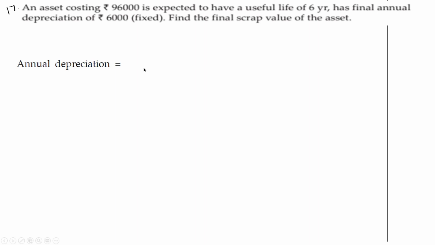Next question, an asset costing rupees 96,000 is expected to have a useful life of 6 years, has final annual depreciation of rupees 6,000. Find the final scrap value of the asset. So here the cost is given, useful life is given, and the depreciation is given. We need to find the scrap value. Let S be the scrap value.